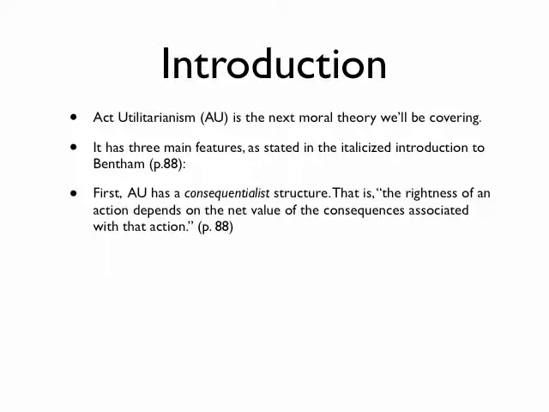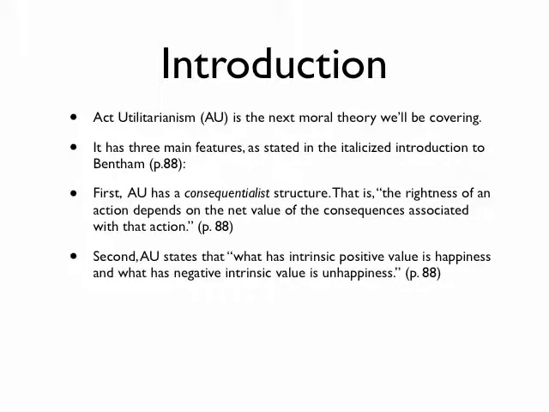First, act utilitarianism has a consequentialist structure. That is, the rightness of an action depends on the net value of the consequences associated with that action. Second, act utilitarianism states that what has intrinsic positive value is happiness, and what has negative intrinsic value is unhappiness.